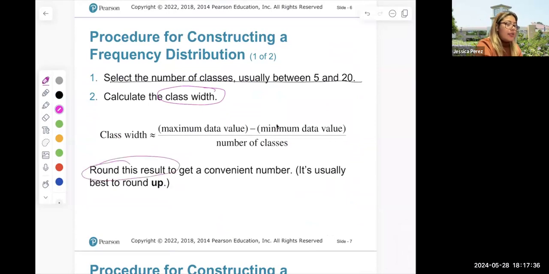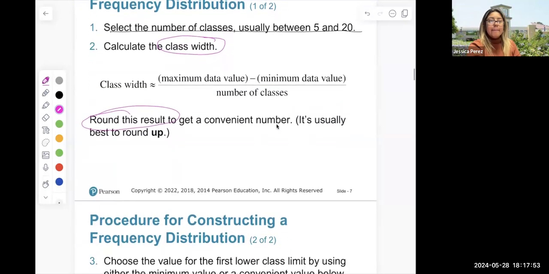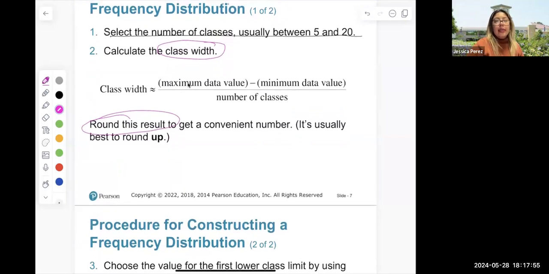We usually want to round this result because sometimes this answer will be a decimal answer. That's not going to help us a lot. So depending on the data values that we're given, that's what we're going to round up. We're going to round it to a convenient number. Okay, so it's the maximum data minus the minimum data divided by the number of classes.